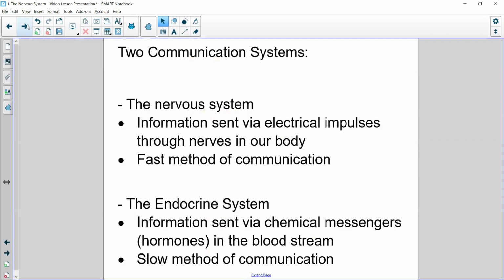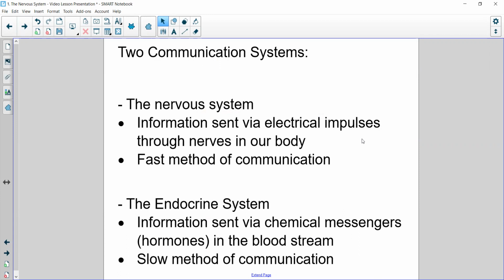So to start off with, as I've said, there are the two communication systems. So just so we've got an idea of what we're talking about. The nervous system, this is where information is sent via electrical impulses through the nerves in our body. And it involves communication between the brain and the rest of the body. And this is quite a fast method of communication because these electrical impulses travel at really fast speeds, as we'll see later on.